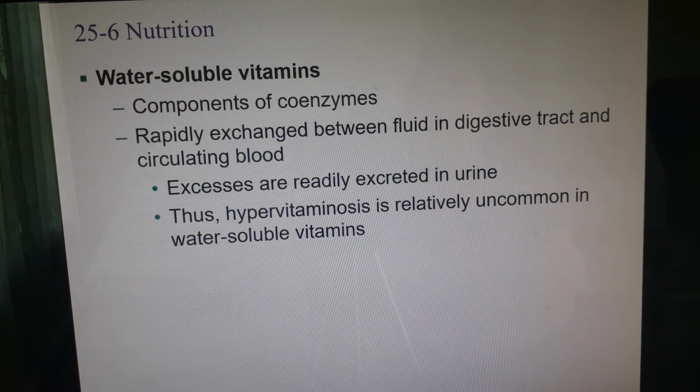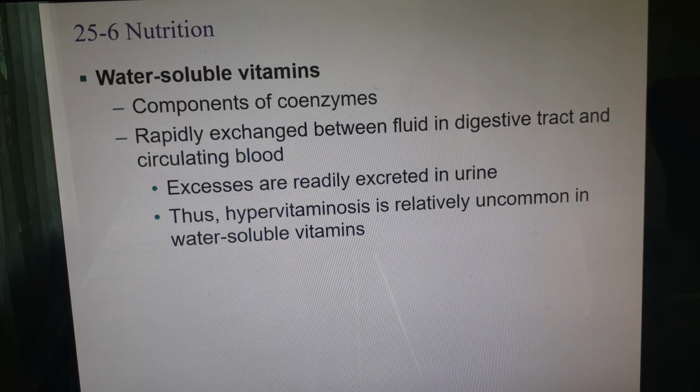Water-soluble vitamins are usually coenzymes. And you get rid of any extras that you take through your urine. So you don't have to worry about hypervitaminosis with water-soluble vitamins. You might have to worry about hypovitaminosis because you also don't keep reserves of these in your body.